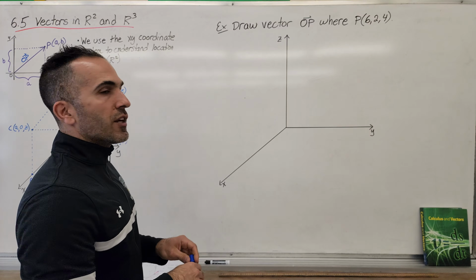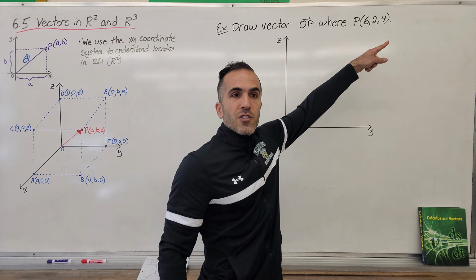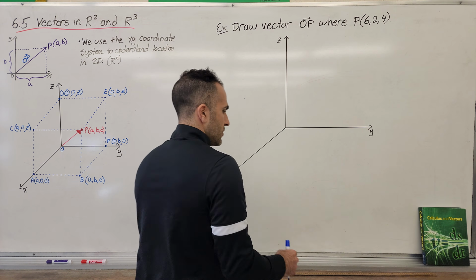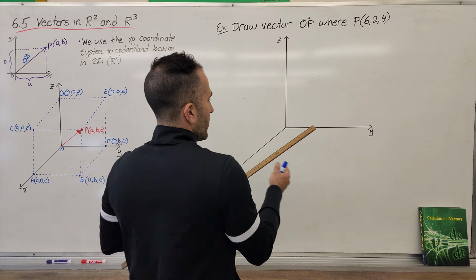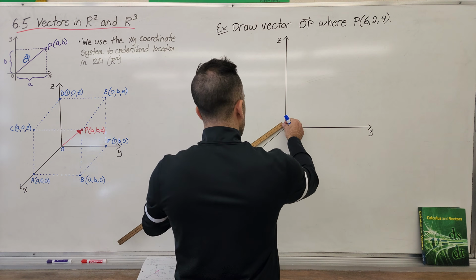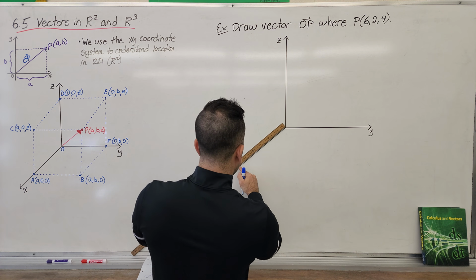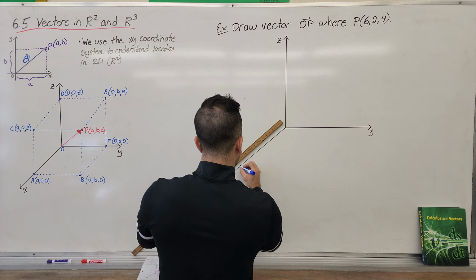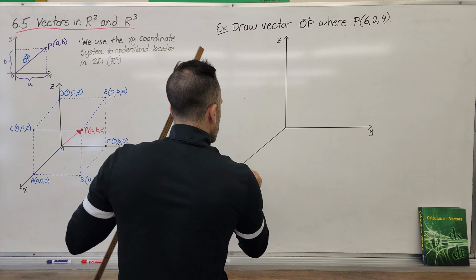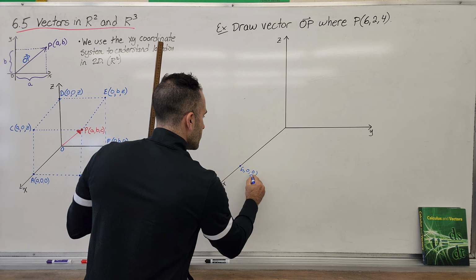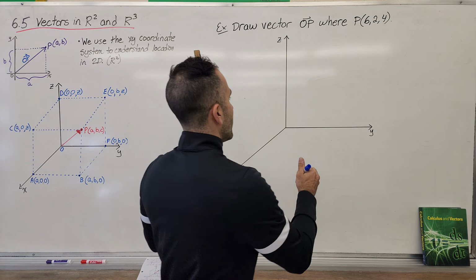So the first thing I'm going to do is plot those intercepts on x, y, and z. So 0 and 6. I'm going to do it a little bit to scale, but I don't really have to. I'll pretend this is a 6. So this point is (6, 0, 0). I'm going to go to the y value, 2.